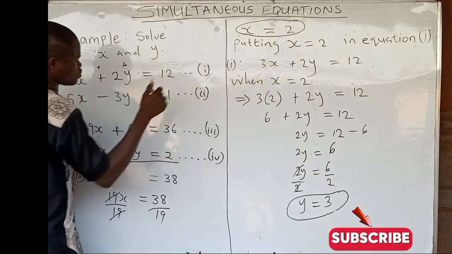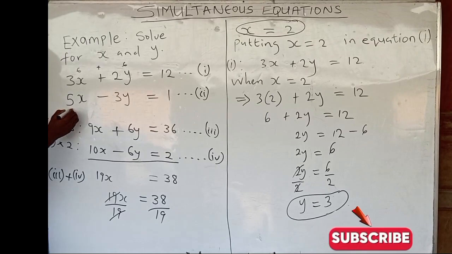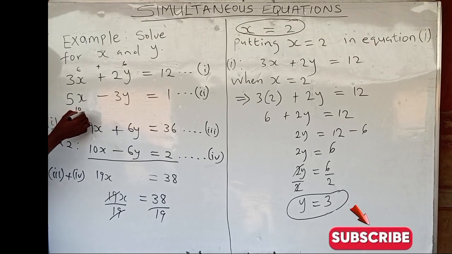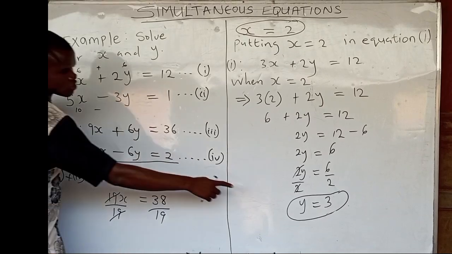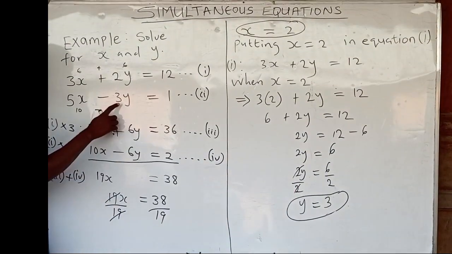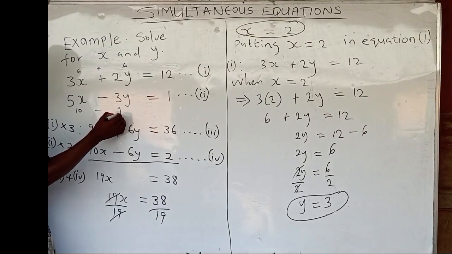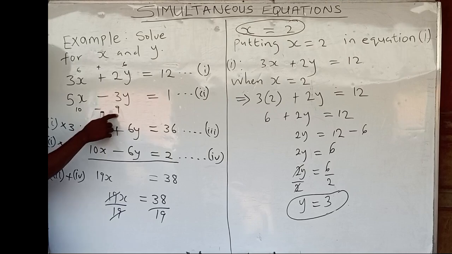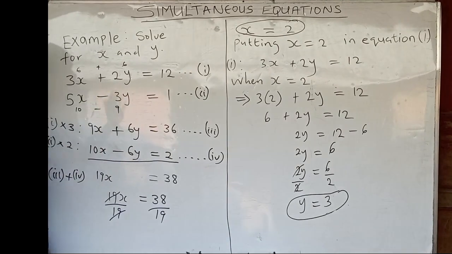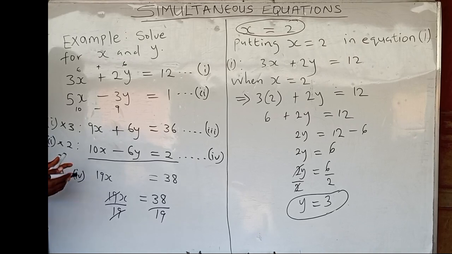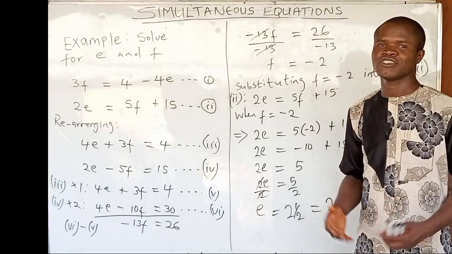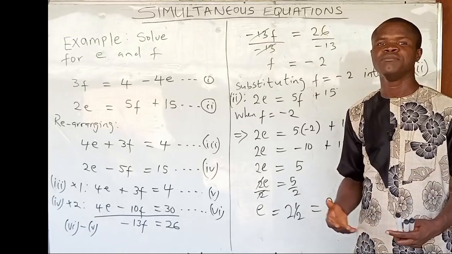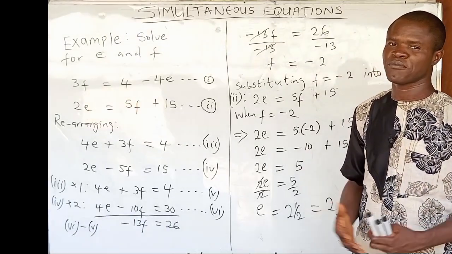Since x is equal to 2, 5 times 2 will give us 10, minus, since y is equal to 3, 3 times 3 will give us 9. And 10 minus 9 is equal to 1. So it means that our solution is very, very correct. So you can see that solving simultaneous equations by the elimination method is very, very simple.